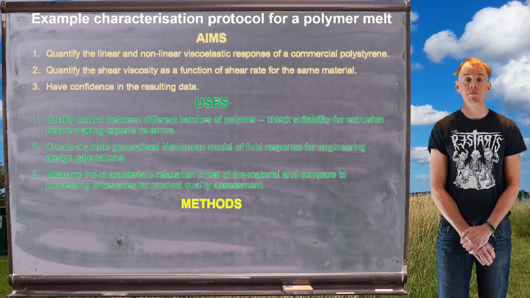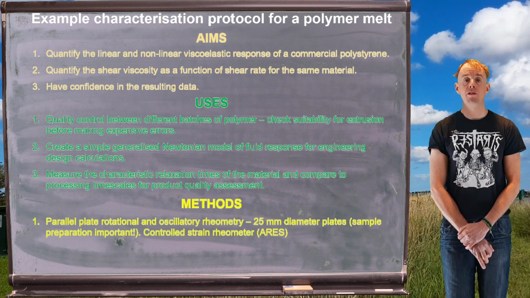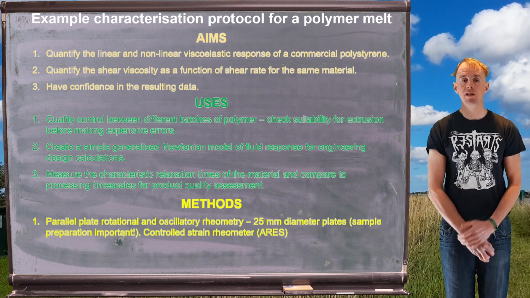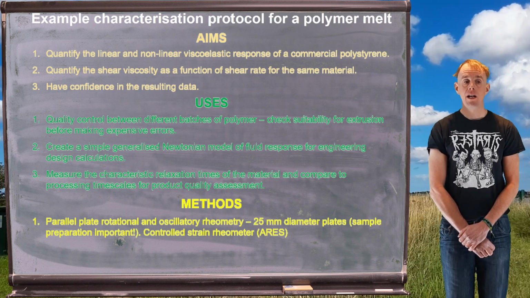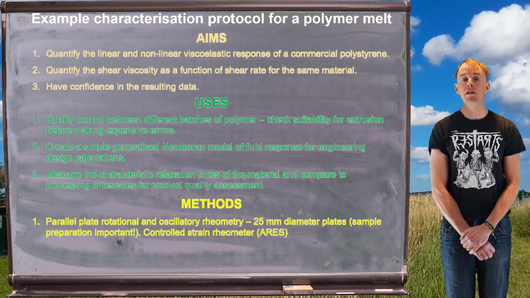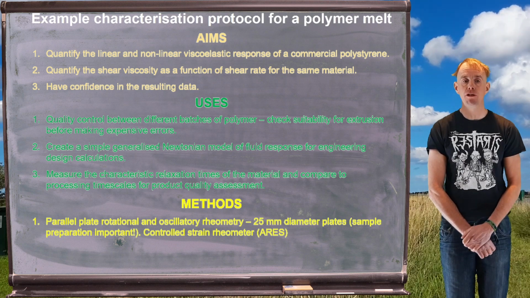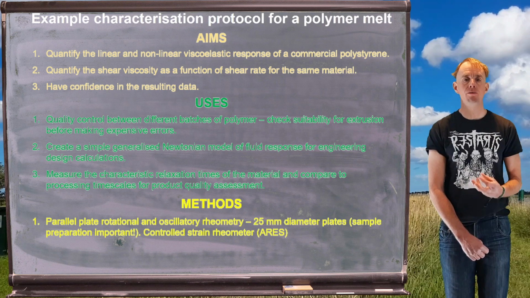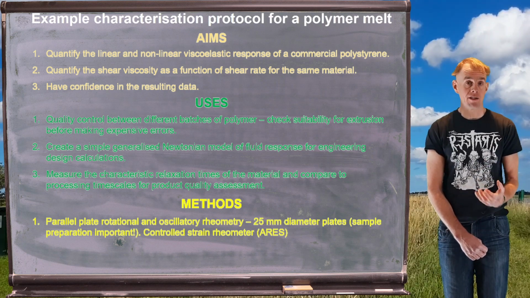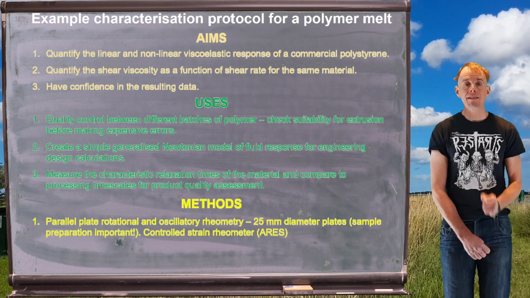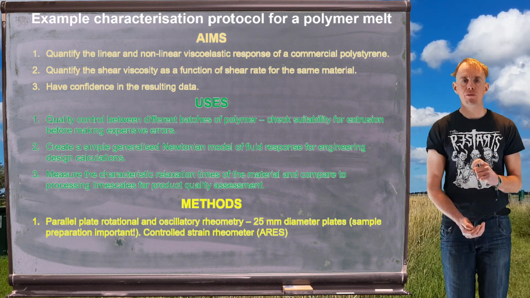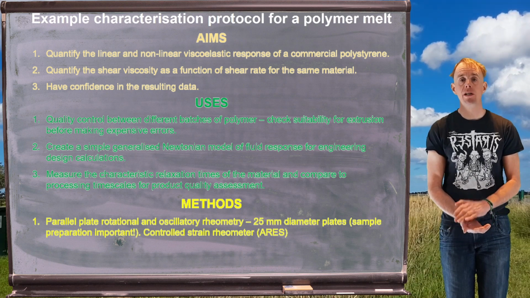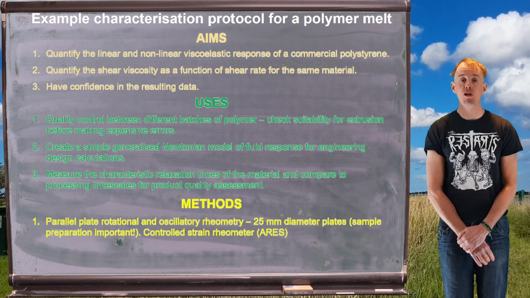So how are we going to do this? Well, we're going to use two methods of rheometry. The first is parallel plate rotational and oscillatory rheometry. We're going to use 25mm diameter parallel plates, and the data that I'm going to show you is from a controlled strain rheometer, an Aries rheometer. You might well ask, why aren't you using a cone and plate? Because cone and plates give you, if you like, purer measurements, and that's entirely correct. From a practical standpoint, for polymer melts, the first thing that is going to destroy the quality of your data is poor contact between the polymer and the surfaces of the rheometer.